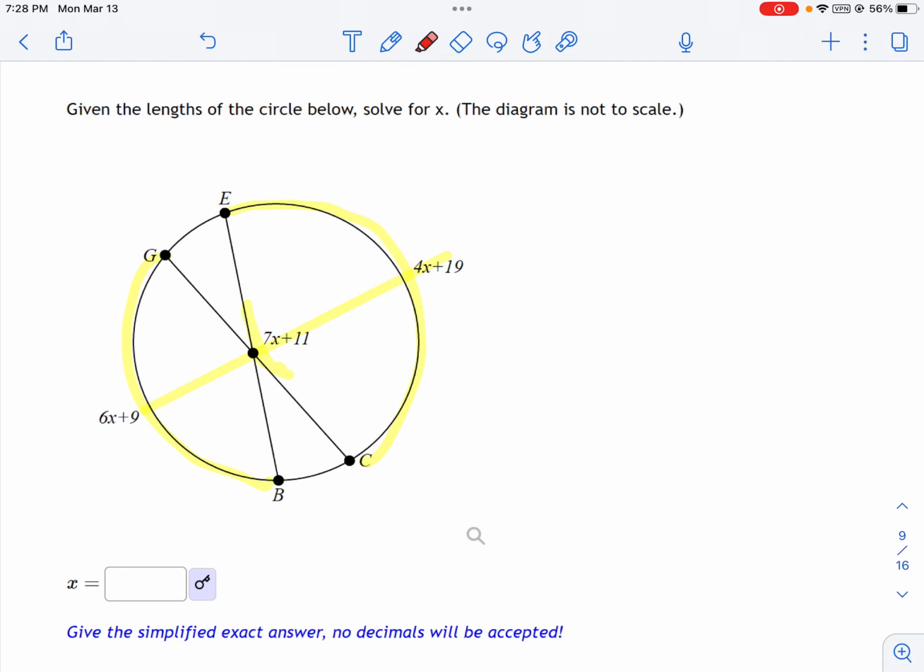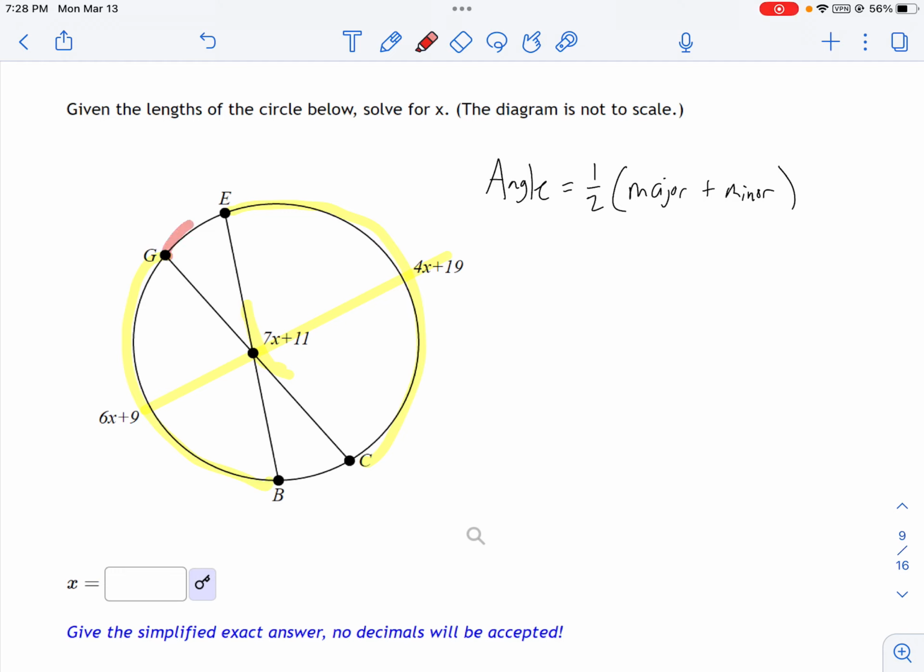This tells us that we have the property that chords follow, meaning that our angle that is in line with our two arcs equals 1/2 of our major arc plus our minor arc. Okay, and this is a property of your chord.